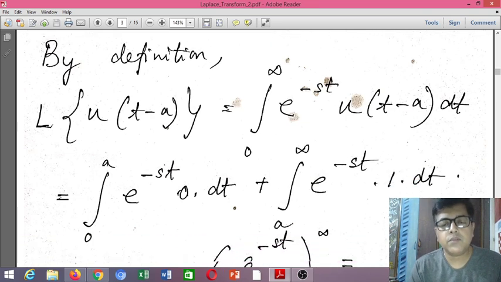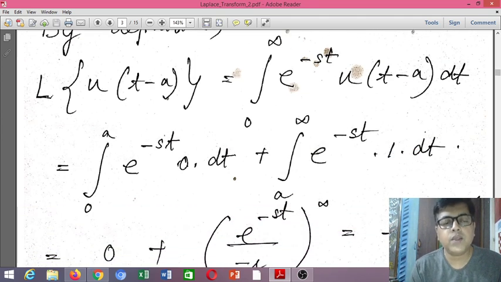So we integrate. What we do is break it into two integrals, 0 to a and then a to infinity. As we know, for t less than a, u(t minus a) is 0, so it is e to the power minus st into 0 dt. And for t greater than or equal to a, it is 1, unity. So in place of u(t minus a), I'll put 1, and I'll get the integral from a to infinity. The second integral becomes e to the power minus st into 1 dt.